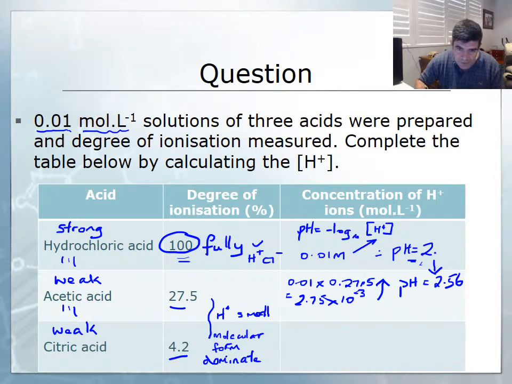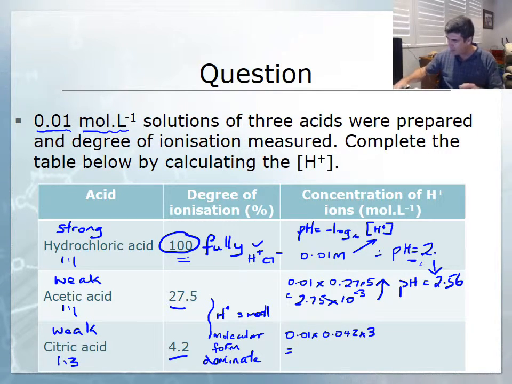The problem that we have for the third one is that in this case we have a 0.01 molar solution, which is going to be multiplied by 0.042 because only 4.2% of the solution is ionized. However, citric acid is triprotic, and therefore we will have a 1-to-3 ratio of molecule to hydronium ion. So therefore we're going to have to multiply this by 3. So that's going to give us a value of 0.01 times 0.042 times 3. 1.26 times 10 to the minus 3.